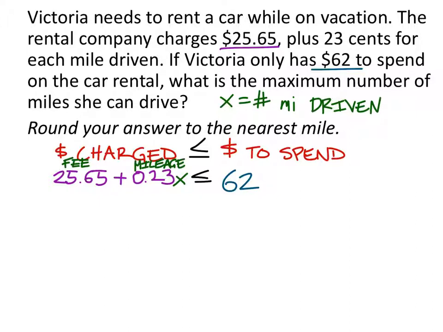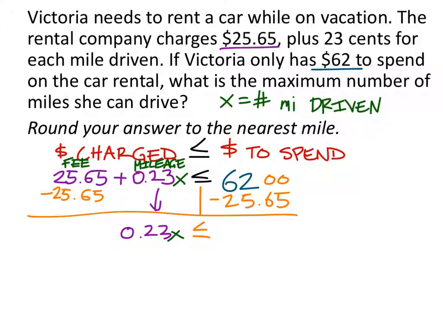So the first thing I'm going to do is subtract 25.65 from both sides of the inequality. And what does this give us? Looks like that'd be 36.35. So let's look at this in context before we continue. By taking off the fee from both sides, and that's how much she's going to be paying just from the $62, right? So when we get this value, is 0.23x. Again, that's how much she can spend on mileage. And since we've taken away the fee, that means she has $36.35 to spend on mileage.